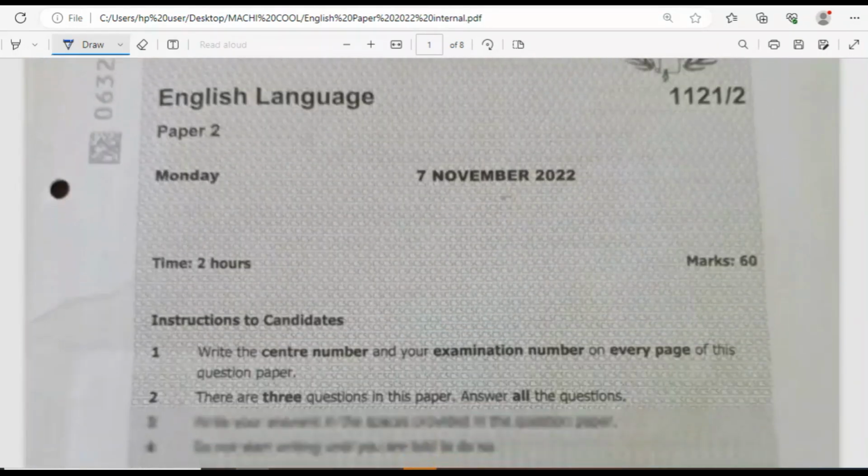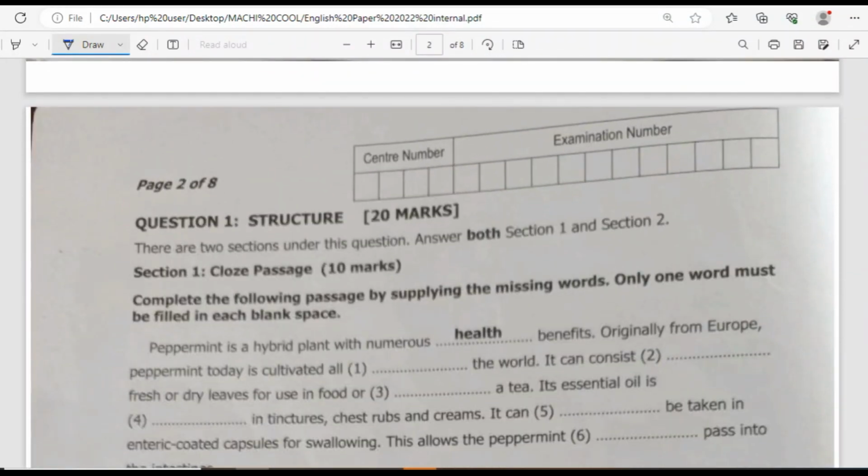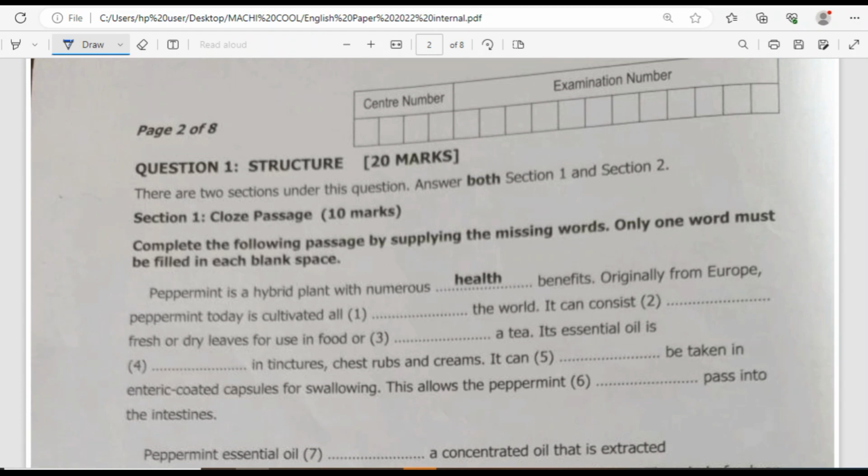Okay, so we can move to the first set of questions. The first question is structure, and structure carries 20 marks. So here we have a clause passage which is carrying 10 marks. There are two sections under this question. Answer both section 1 and section 2.